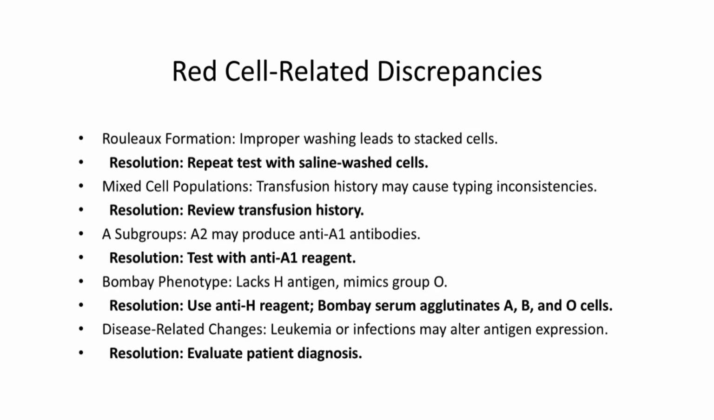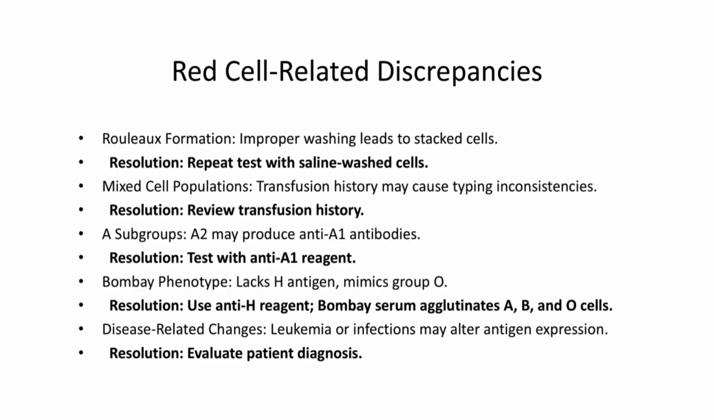Second, mixed cell populations from transfusion. A patient who has received a transfusion of group A or B cells mixed with group O cells may show inconsistent typing results. Resolution: review the patient's transfusion history to identify recent transfusions that could explain the mixture.